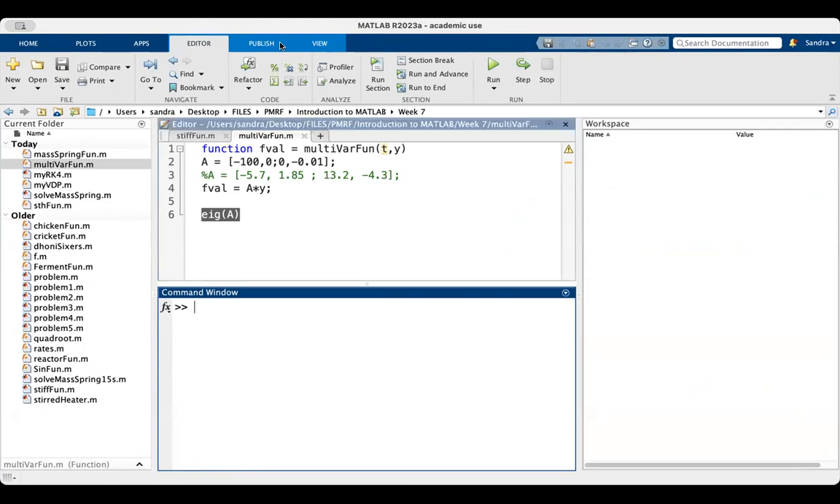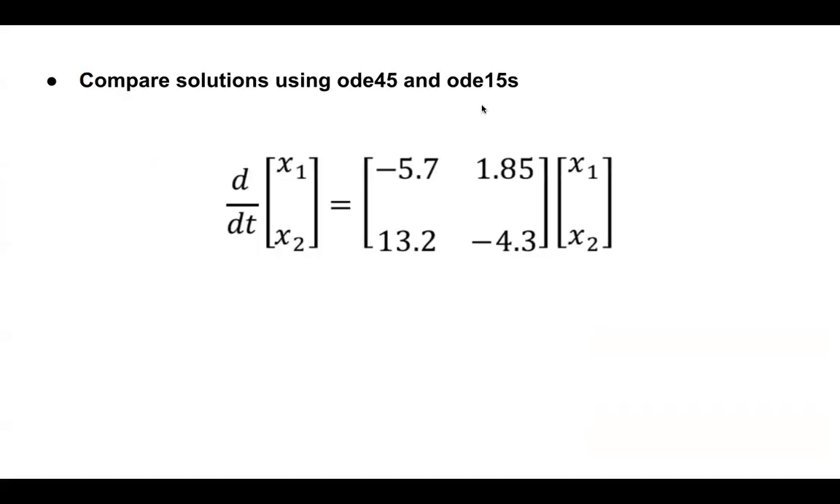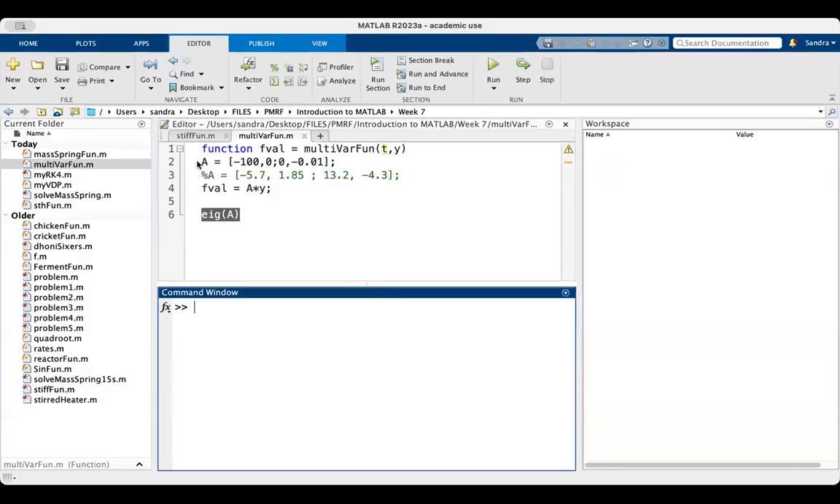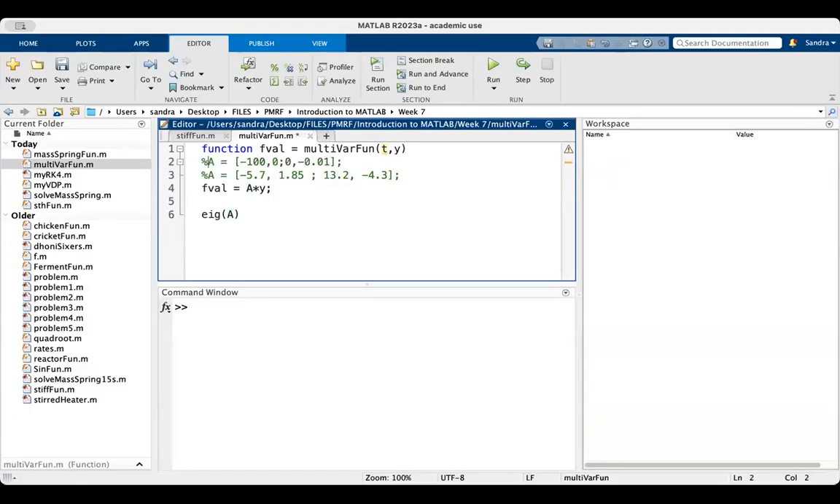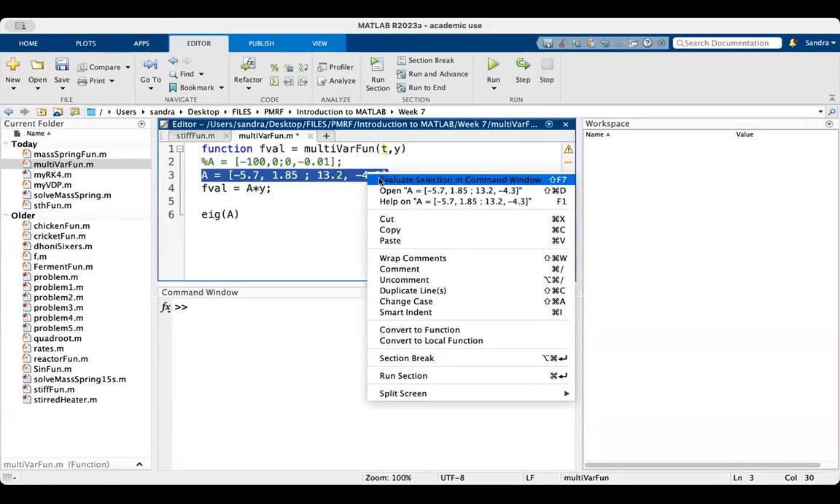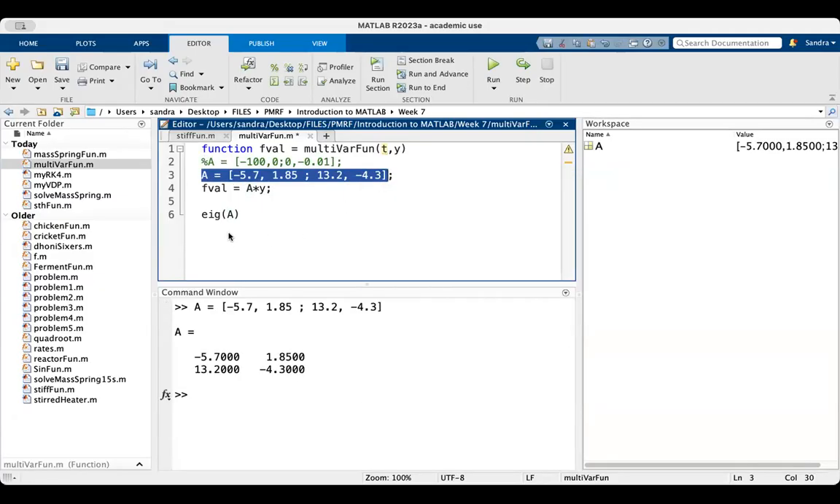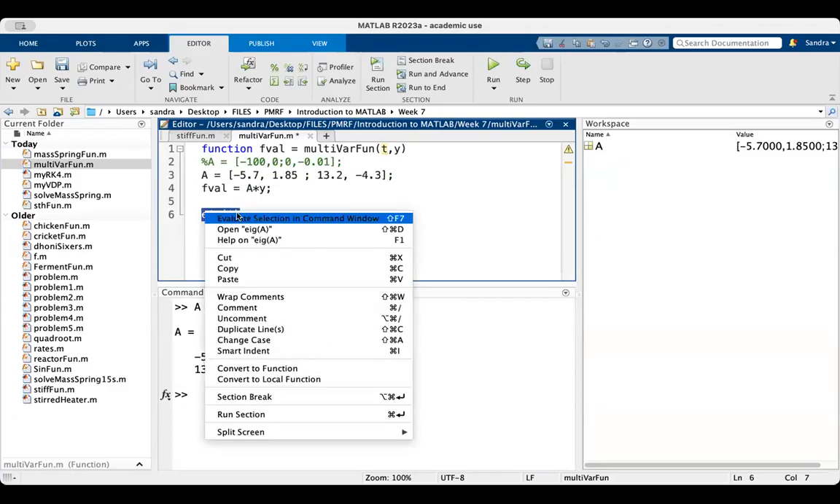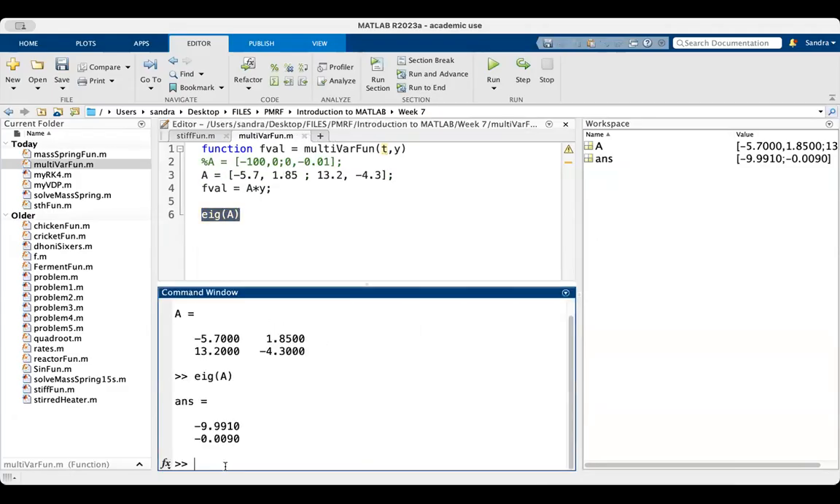Okay. Now let us go to the next question. We have another question with the same system, but you have to solve it for a different matrix. The matrix has been changed to minus 5.7, 1.85, 13.2, minus 4.3. You have already written a function, so instead of the old A matrix, you change it to this. So this is your A matrix. Let me calculate the eigenvalue of this A matrix. The eigenvalue is this. Let's calculate the condition number.